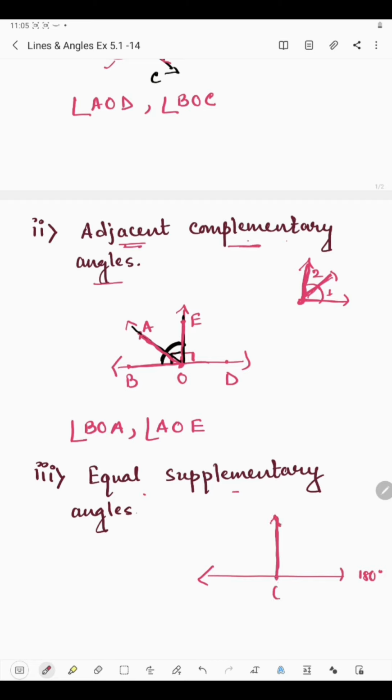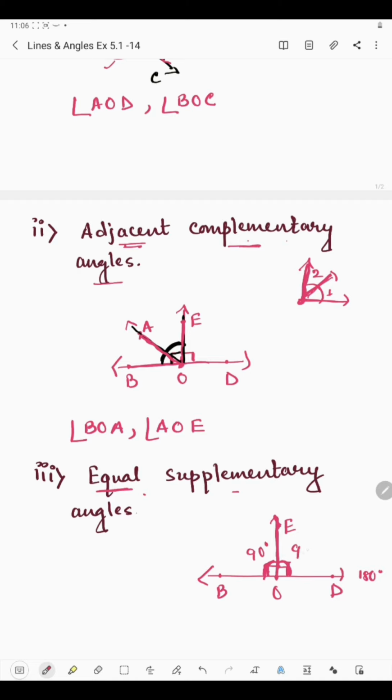Now here, see, this OE is the perpendicular line on BD. So this makes 90 degrees and here also it makes 90 degrees. Now this side also it makes 90 degrees and this side also it makes 90 degrees. Equal means both sides will be equal. Like here, if it is 90 degrees, here also it will be 90 degrees. So this is equal and the sum of these two angles, here also 90 degrees and here also 90 degrees.